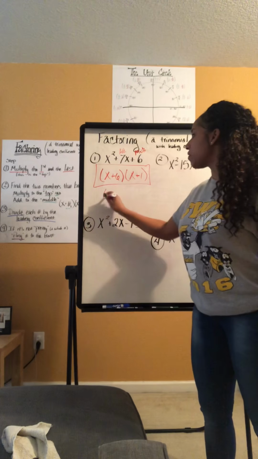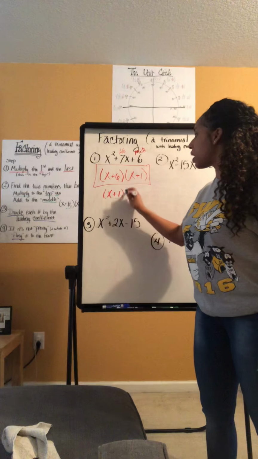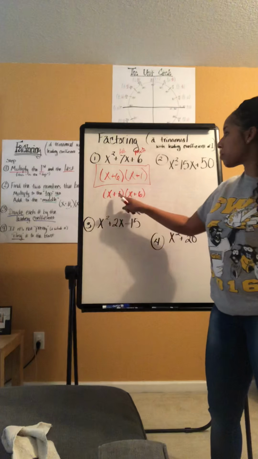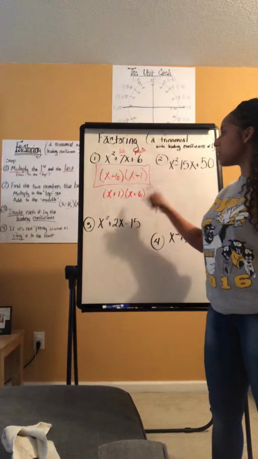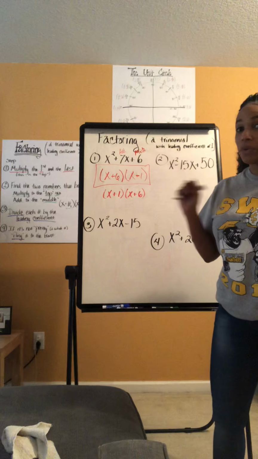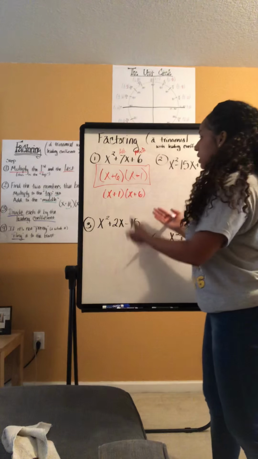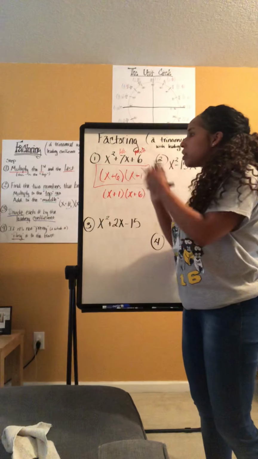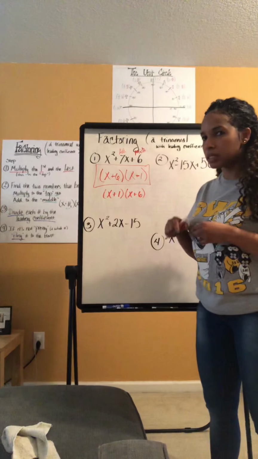You could, of course, have it the other way. You could have an x plus 1 first and then an x plus 6 second, but they both need to be positive and only the numbers 1 and 6 will work. Are we clear? Because multiplication is commutative, so it doesn't matter which way I order. 6 times 1 or 1 times 6, they both equal 6.